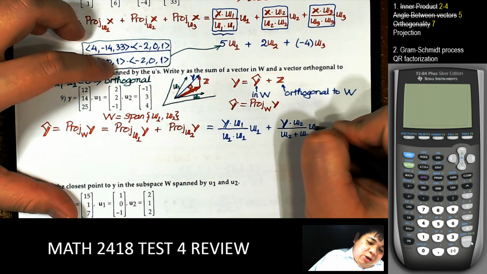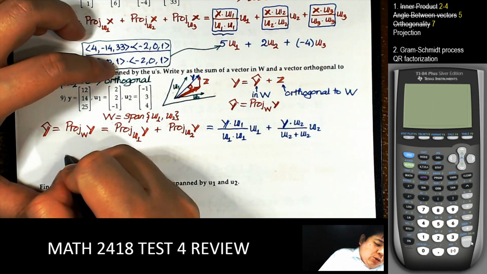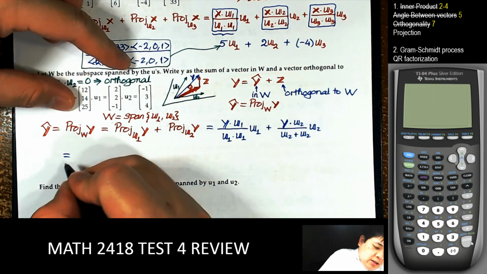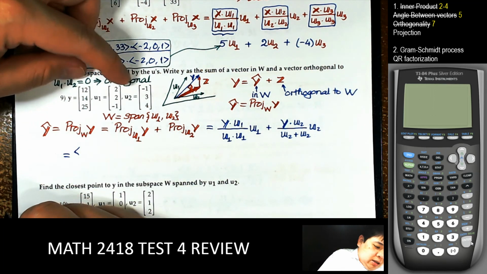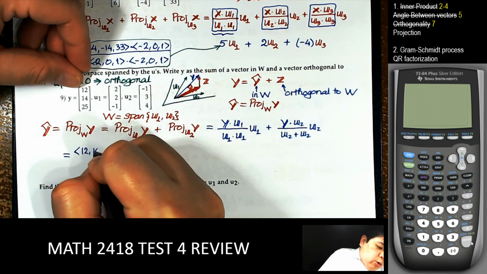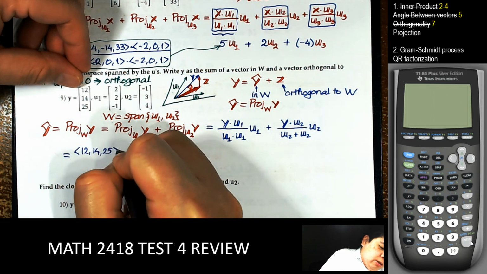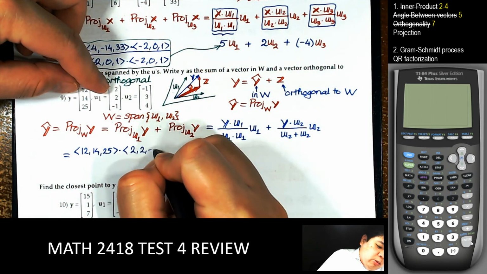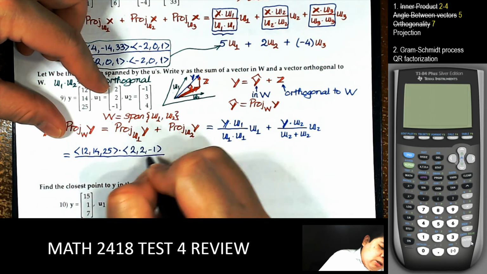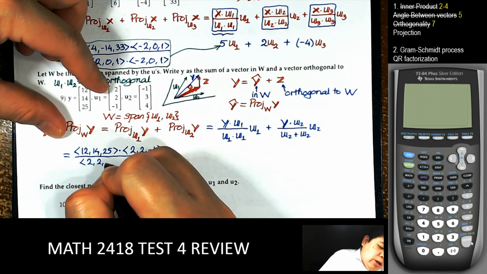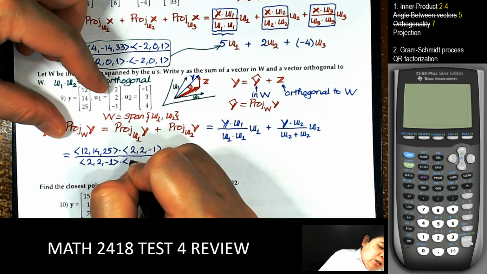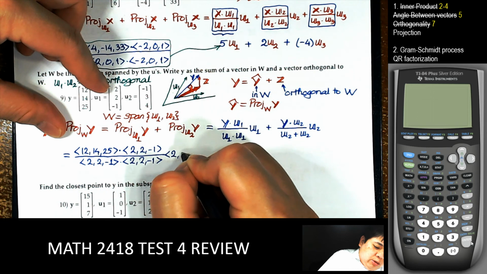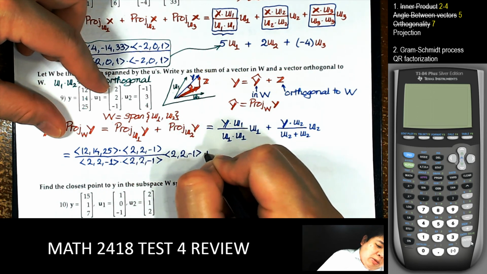Okay, sorry, I forgot y dot u2. Right, let's do that. We have the vector u1, which is 2, 2, and negative 1, and the vector u2.